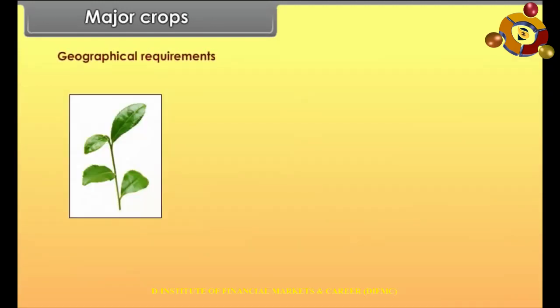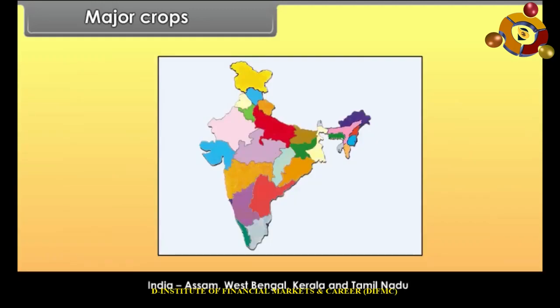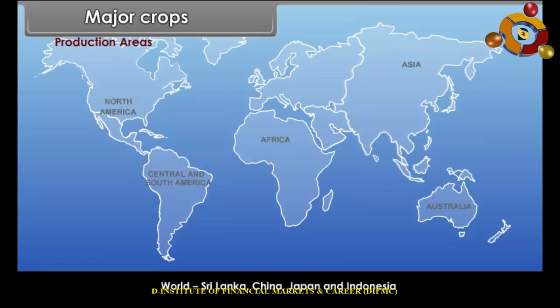Geographical requirements. Tea plants require moderate temperature of about 25 degrees Celsius and a rainfall of about 200 centimeters per year. Well-drained, hilly slopes grow most of the tea of our country. Production areas: India, Assam, West Bengal, Kerala and Tamil Nadu. World: Sri Lanka, China, Japan and Indonesia.